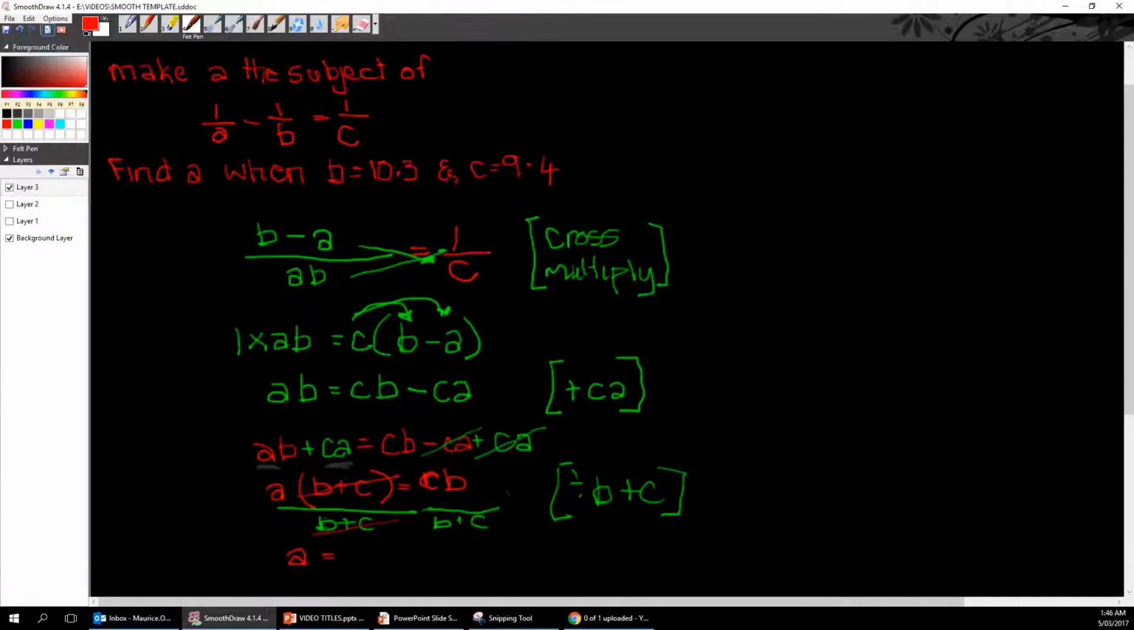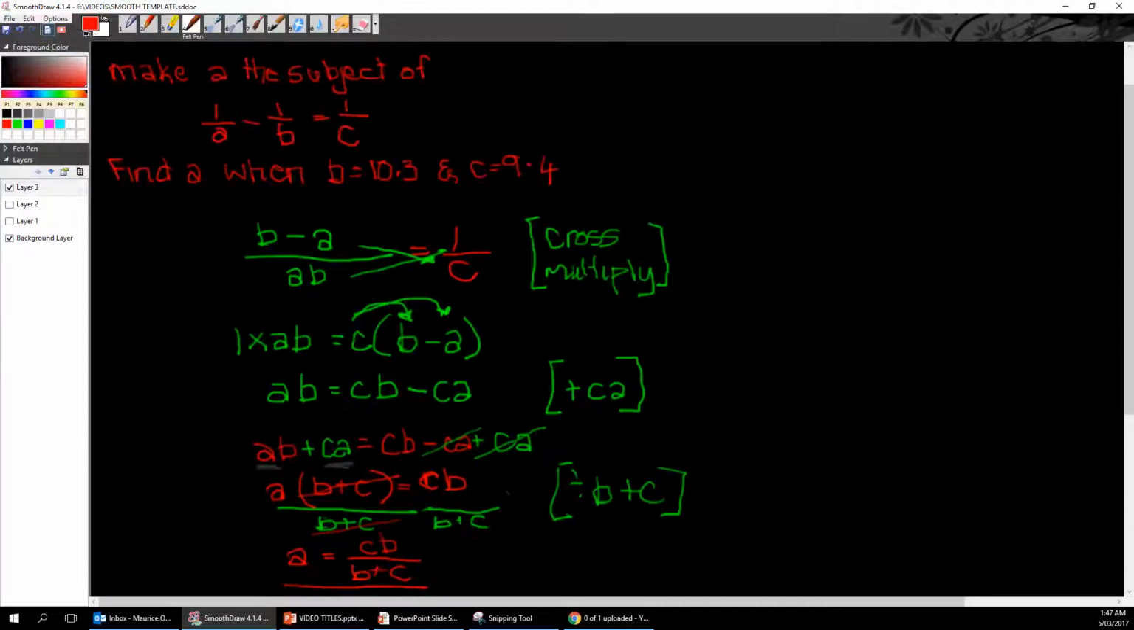Equals, and then we're going to get CB over B plus C. And there we have it. A equals C over B, B plus C. Okay, and you can see that it's actually interesting that that's the C. You could swap them around, I think, and come up with the pattern there.